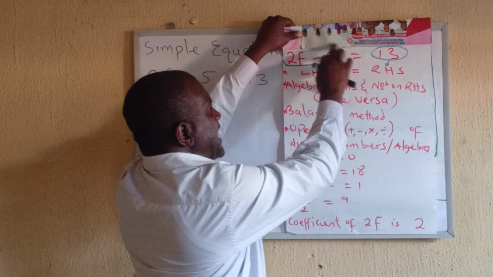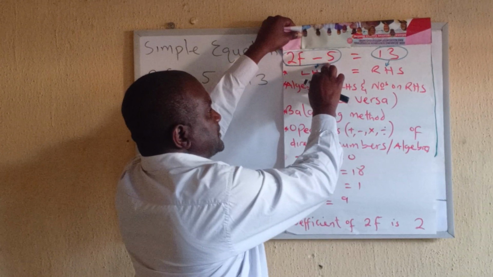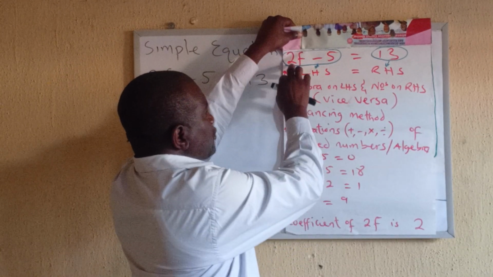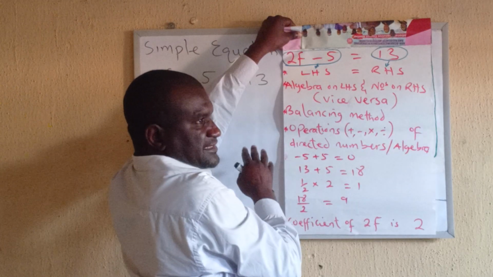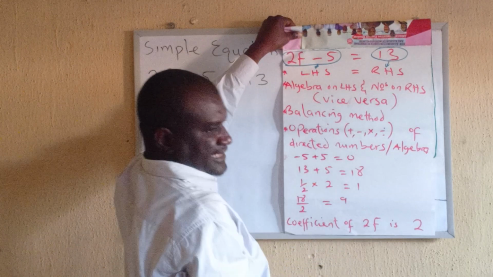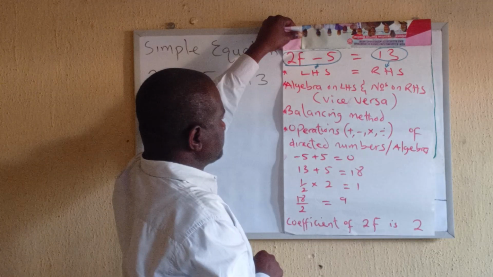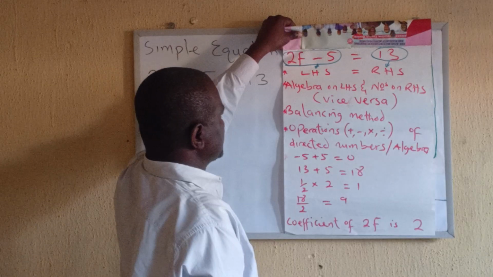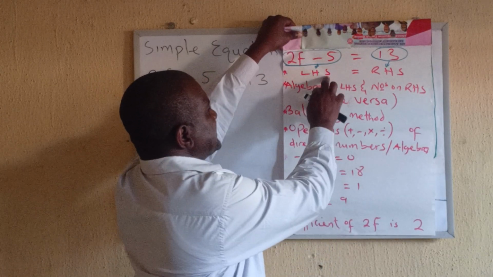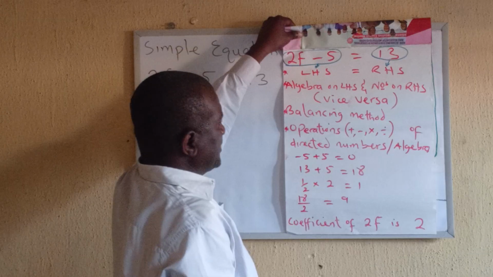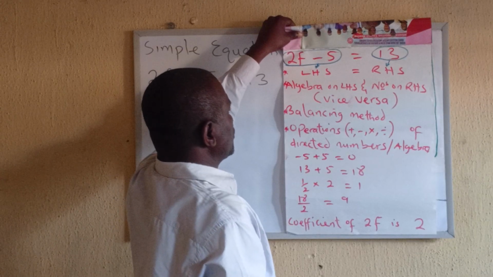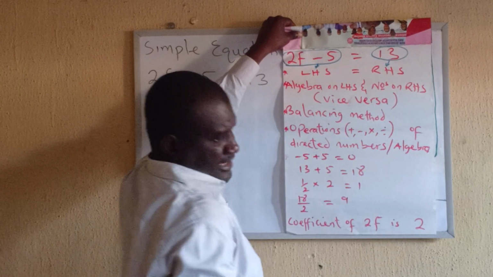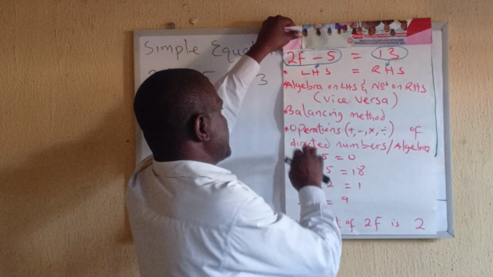But we are removing minus 5 from the left hand side to the right. That's what we mean: the one with the alphabet will be on either the left hand side, then the one without the alphabet on the right hand side. You should never forget that. It could also be vice versa. Also, there is what we call the balancing method. Balancing method, because the left hand side and the right hand side of every equation are equal. You should know that anything you do on the left, you must balance by doing it on the right.